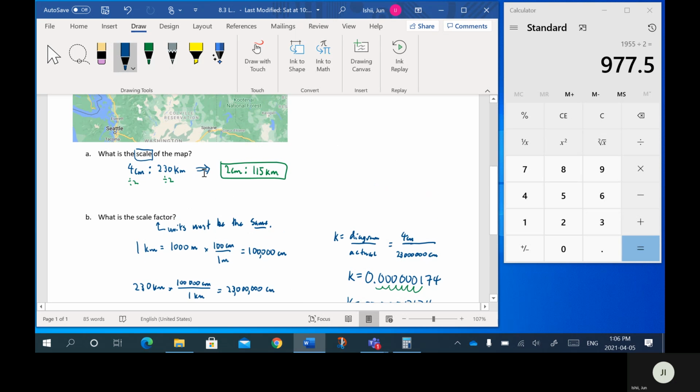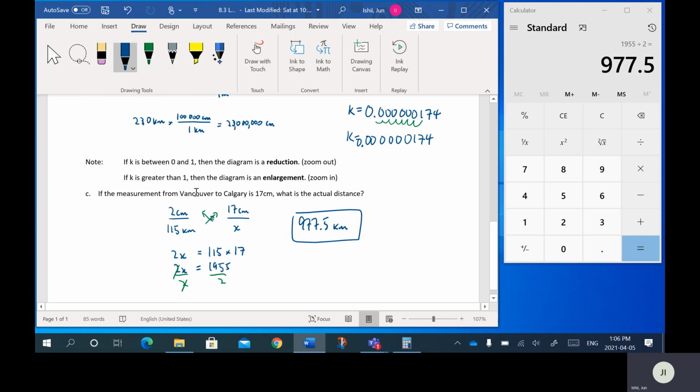All right, guys. So that is scale diagrams.